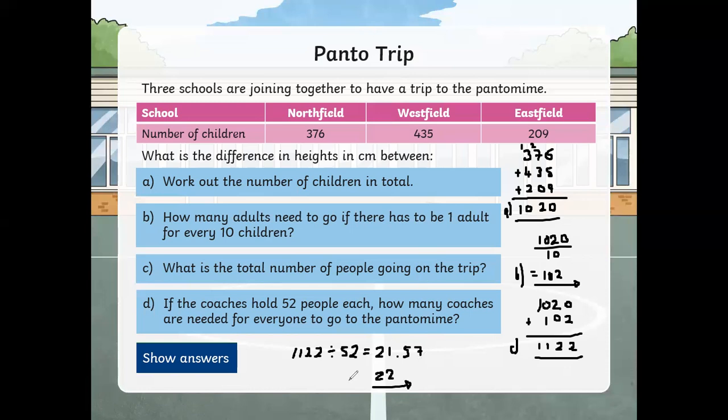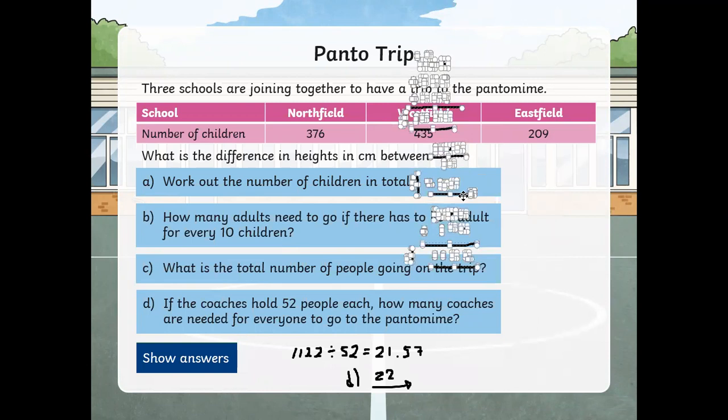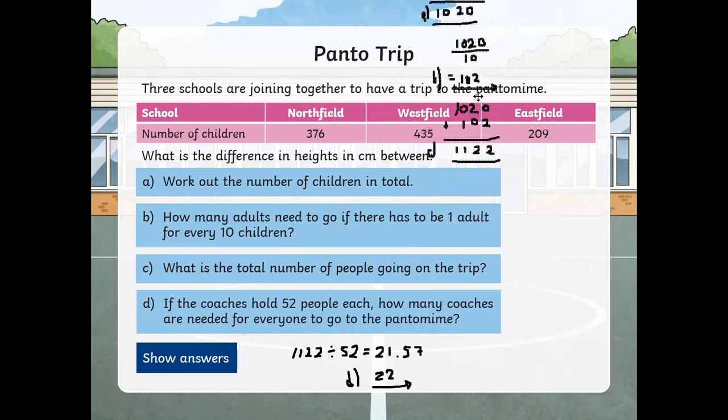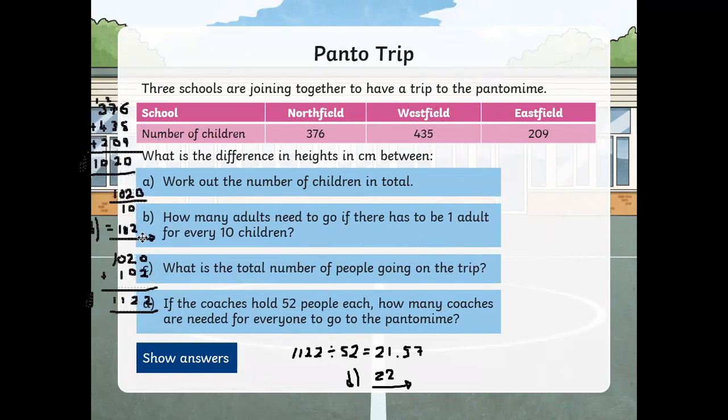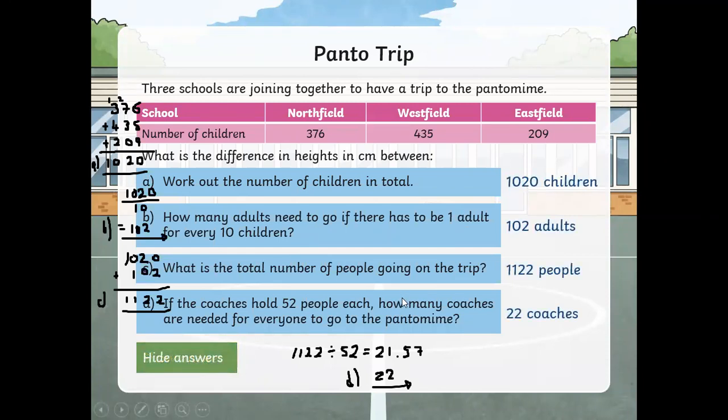So let's see if these answers are correct. So we have 22 for D, we have 1,122 for C, we have 102 for B, and we have 1,020 for A. So I'm not actually going to erase it. I'm just going to move it over so it's not in the way. Over here, maybe it's probably the best place. And let's see the answers. Yeah, there we go. That's how those questions are done.